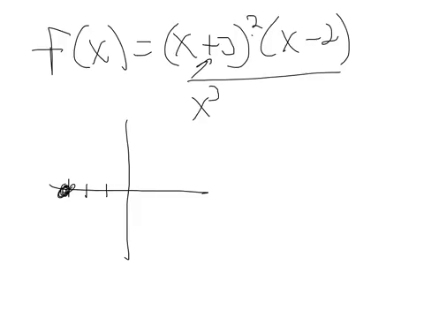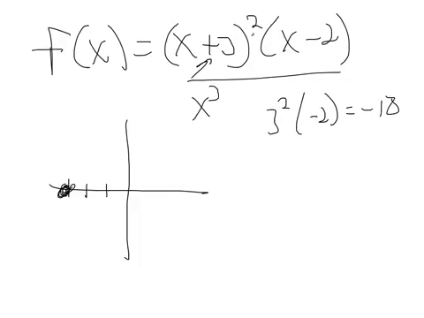It's a multiplicity of 2, so it's going to come up like the x cubed function, but then it's going to bounce off the x-axis and turn back around, heading down. Then someplace here it's going to cross the y-axis, so we can actually figure that out right now. If x equals 0, that's going to be 3 squared and minus 2, so I think that's -18.